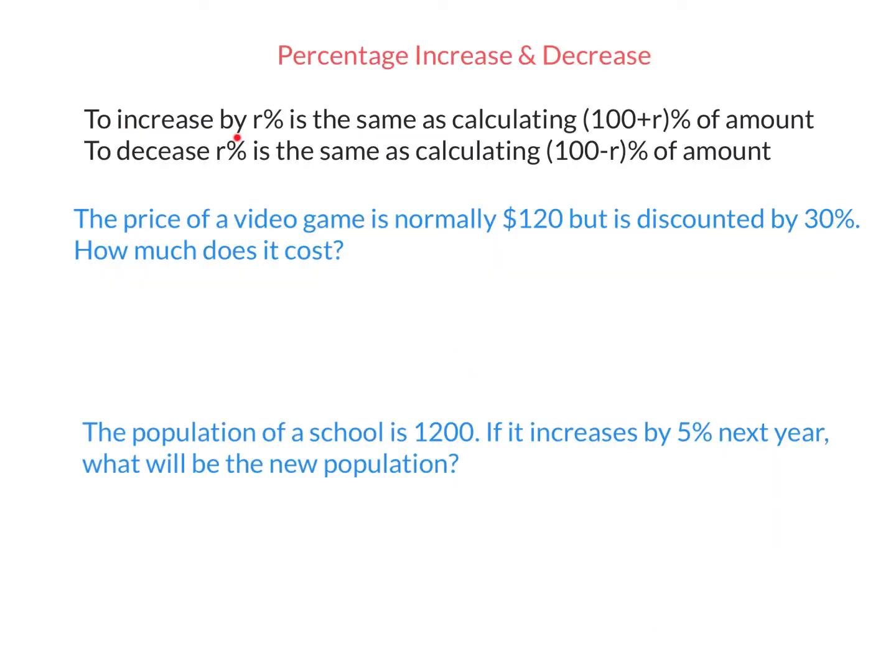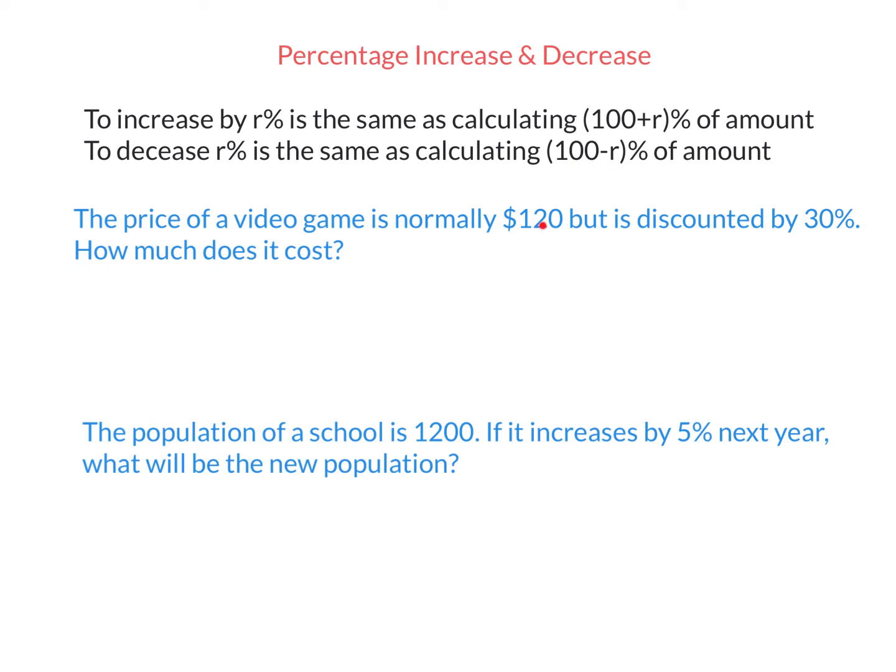So when you increase by R%, that's the same as calculating 100 plus R% of the amount. Probably makes no sense to you. So I'm saying, for example, if you increase a number by 30%, that's the same as finding 130% of that amount. Similarly, if you decrease something by 30%, that's the same as calculating 100 minus 30, which is 70% of the amount.